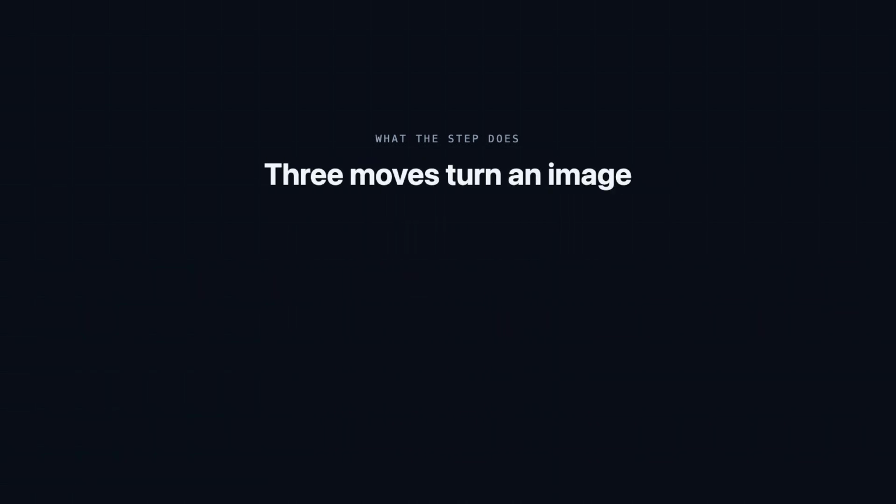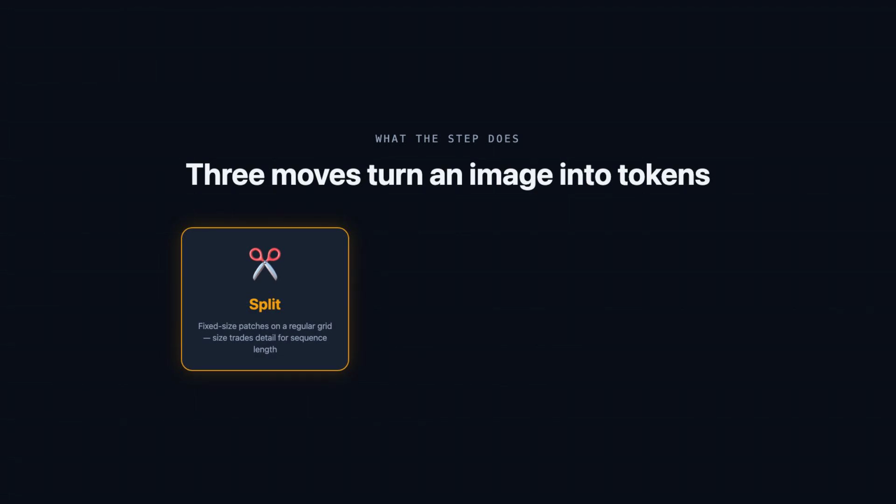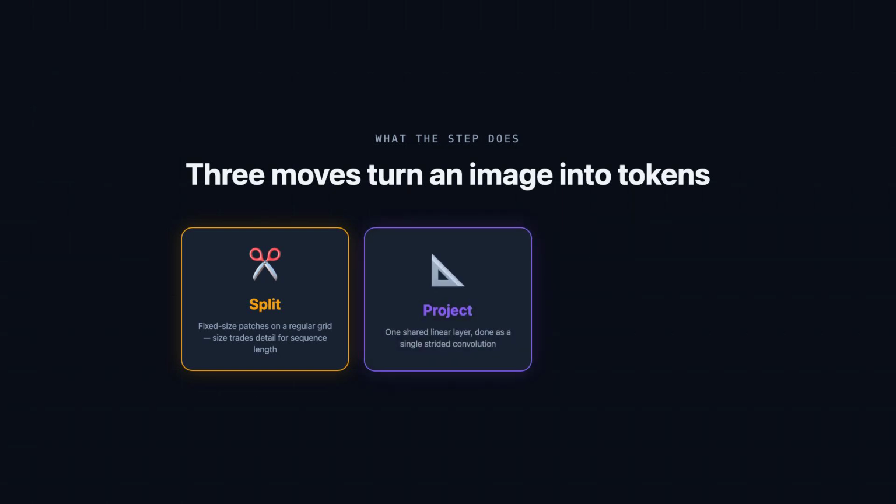Underneath, three simple ideas carry this entire step. First, splitting. The image is divided into fixed-size patches on a regular grid, and that choice of patch size trades detail against how long the resulting sequence gets. Second, projecting. Every flattened patch runs through one shared linear layer into a token vector. In practice, this is implemented as a single strided convolution, which does the cutting and the projecting in one clean operation. It's an elegant trick, and it means the entire embedding step is really just one efficient layer.